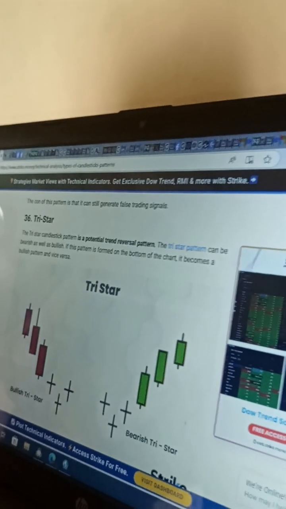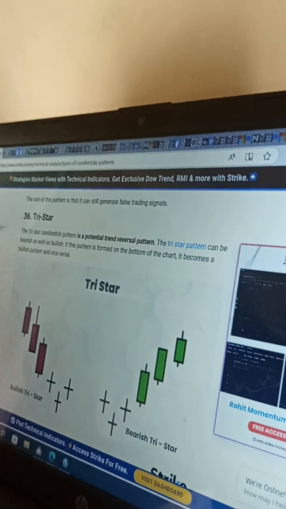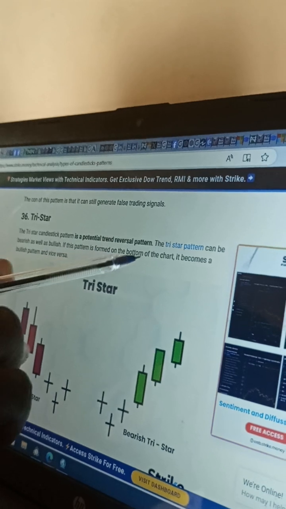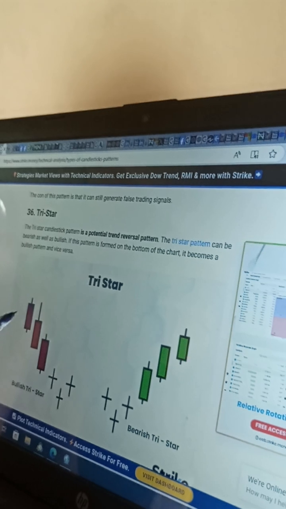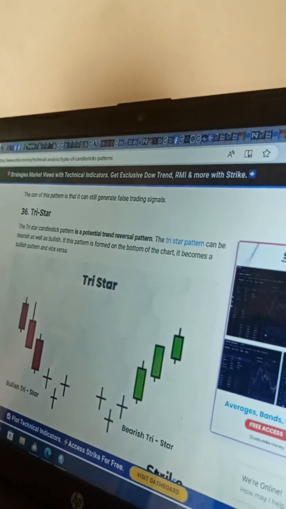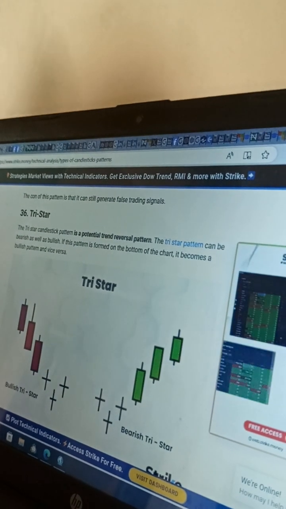So this is three star, a potential trend reversal. The three star pattern can be bearish as well as bullish. If this pattern is formed at the bottom of the chart, it becomes a bullish pattern, and vice versa. So if you see something like this tri-star, let's say after bearish candles, you now see tri-star one, two, three. We're about to go up. You understand? If it forms at the top of the trend, we're about to go down.